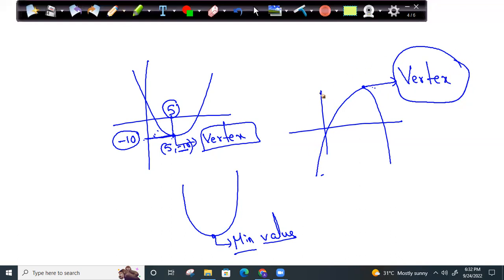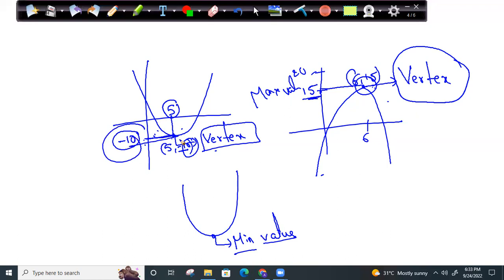If the parabola opens downwards, suppose this point is some 6 comma 15, assume. So this will be 15. The graph cannot go above 15 because it's the maximum value. So the first point is that the minimum or the maximum value for a function exists at the vertex. If the parabola opens upwards, it will have a minimum value. If the parabola opens downwards, it will have a maximum value because the parabola cannot go above this 15. In the other case, the parabola cannot go below this minus 10. Clear? Very good.